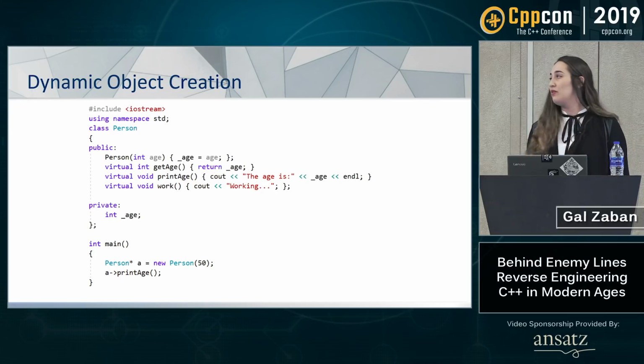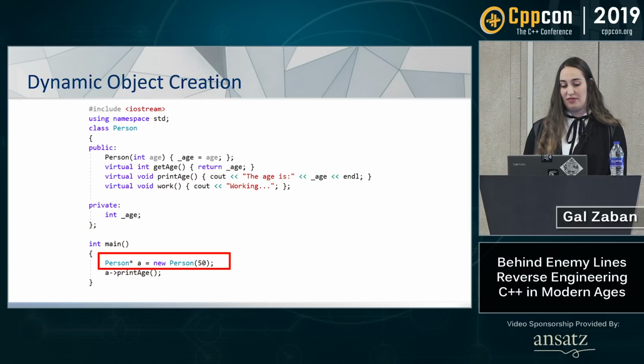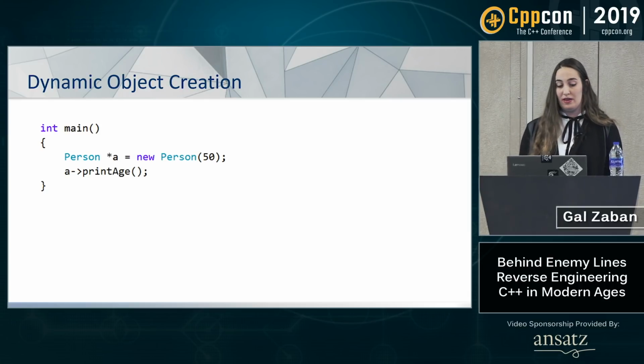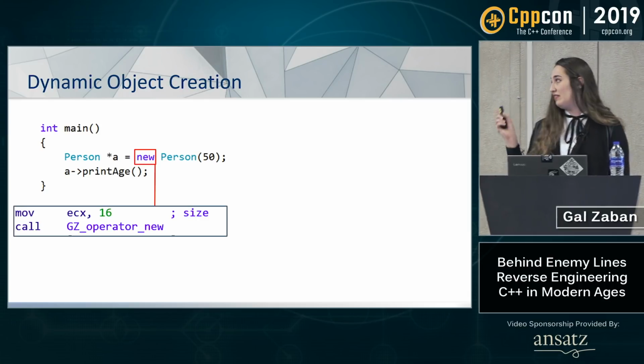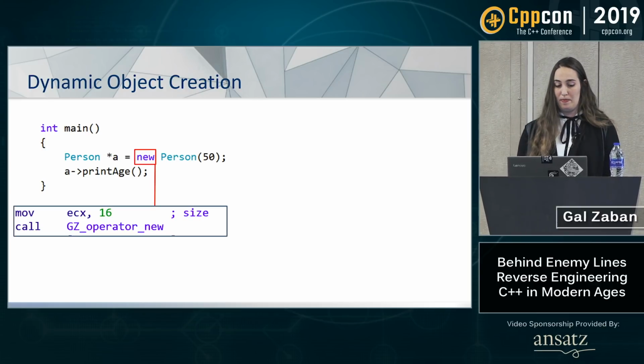This is a simple code that doesn't do much, but it's a class named Person. And at the end, you have the main. The most important part is this line, the creation of the object. The first part is the new, which calls operator new, and the size is the parameter that is given to the function.